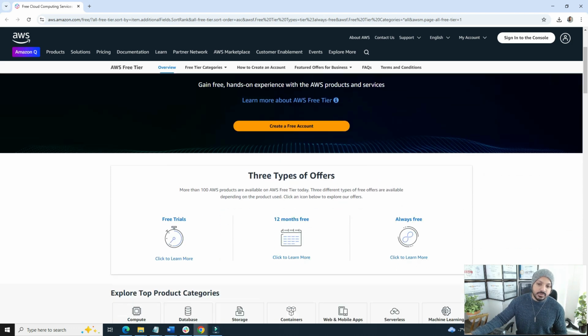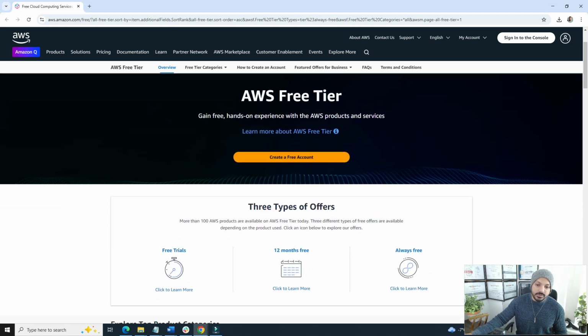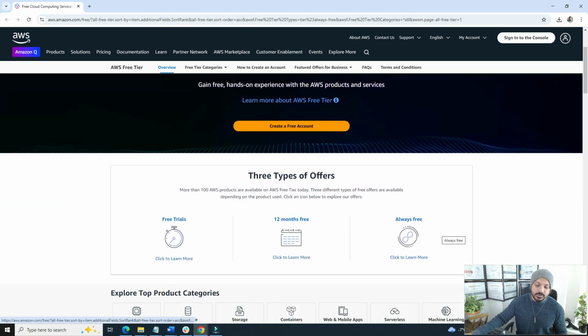So there are three types of offers when we are talking about AWS Free Tier. The first one is always free. That means whenever we sign up for an AWS account, these services will always be free for us. The second offer is 12 months free. When we sign up for an AWS account, from that time for the next 12 months, the services will be free. And the free trials are just for trials with some limitations, so that we can get familiar with all the cool AWS services.